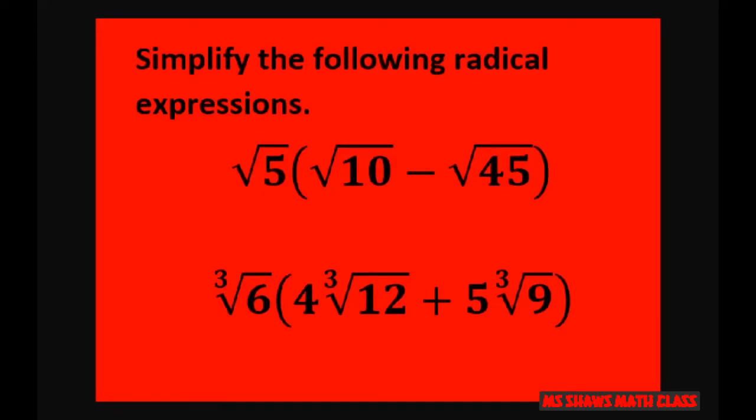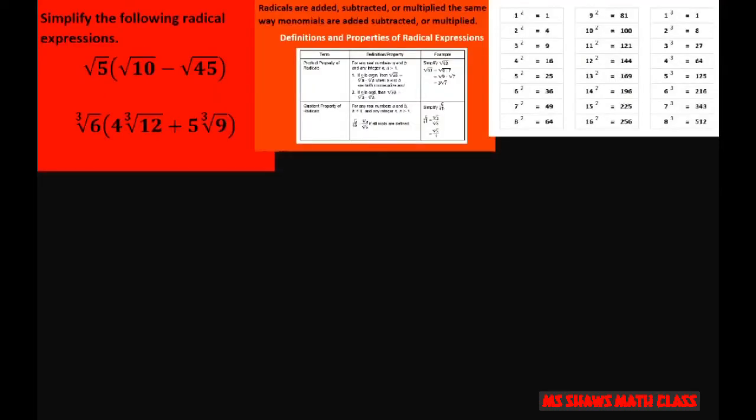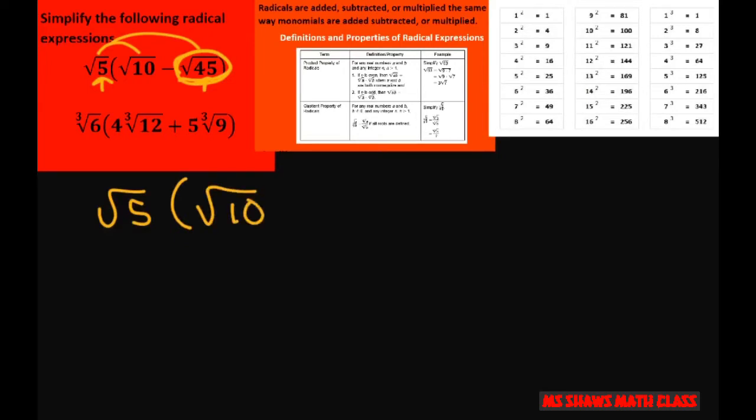Everyone, we're going to simplify the following radical expressions. These are two examples. For the first one, all we're going to do is distribute. What I'd like to do is take care of this first, because if you're not using a calculator, this may make it hard. So I'm just going to rewrite this as the square root of 5 times the square root of 10 minus the square root of 9 times 5.